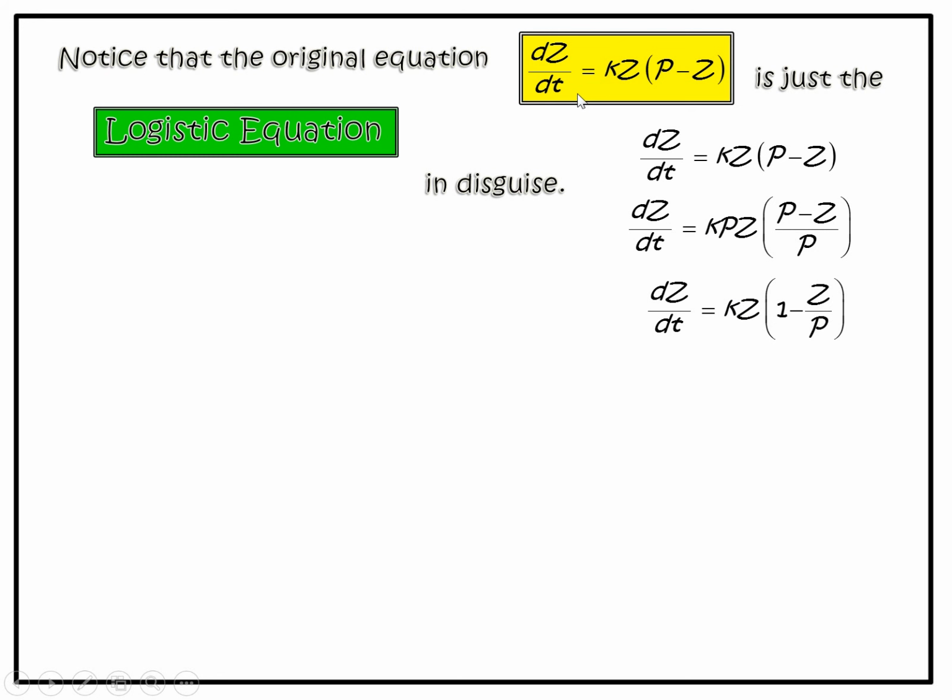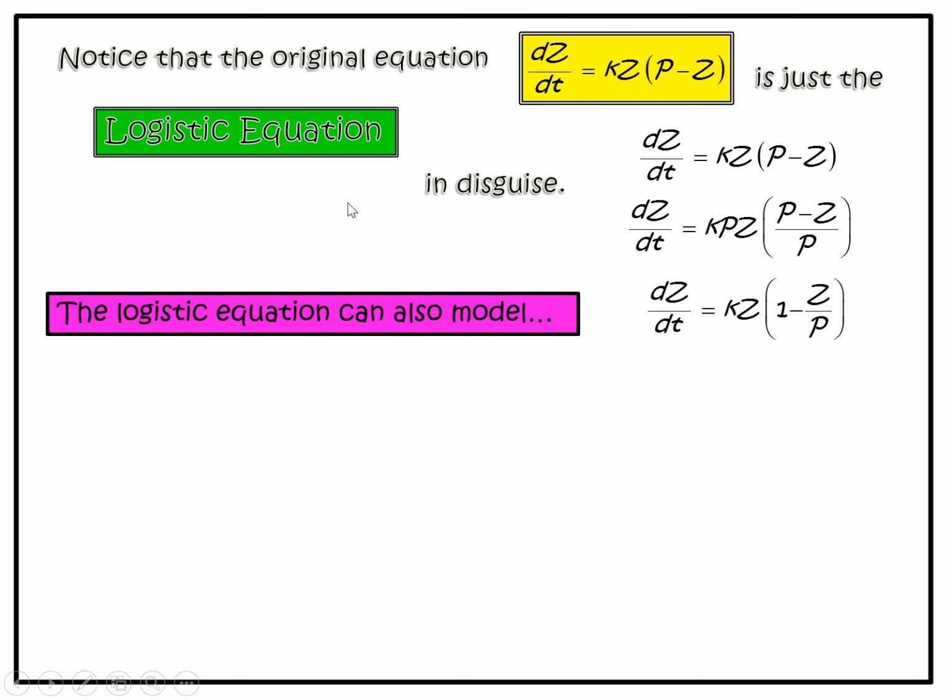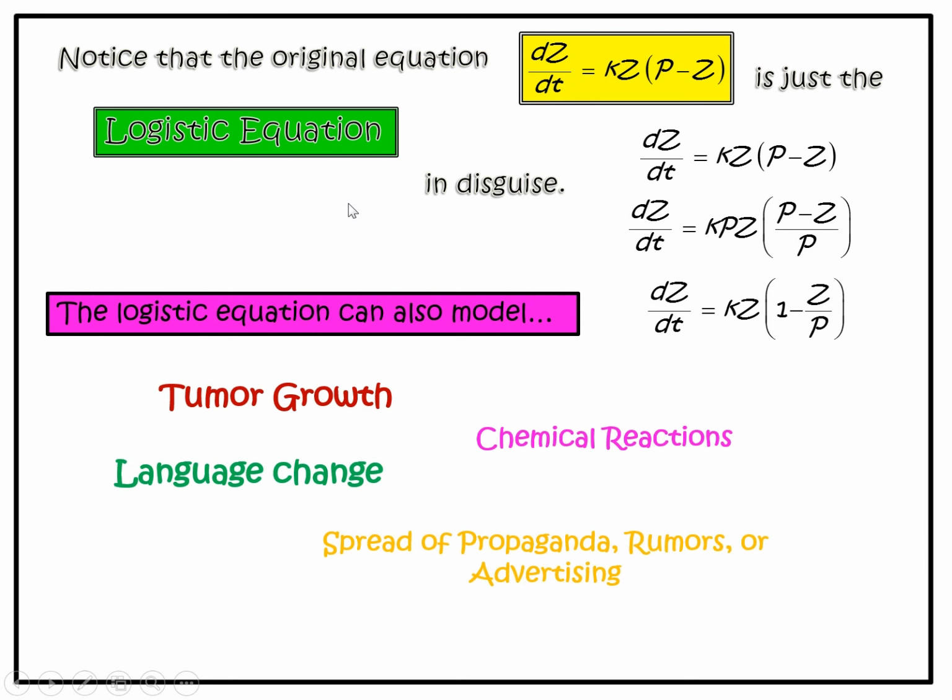And the logistic equation gets applied in lots of practical situations. So logistically, that can model things like tumor growth, chemical reactions, changes in language, rumor spreading, neural networks, and a lot more.